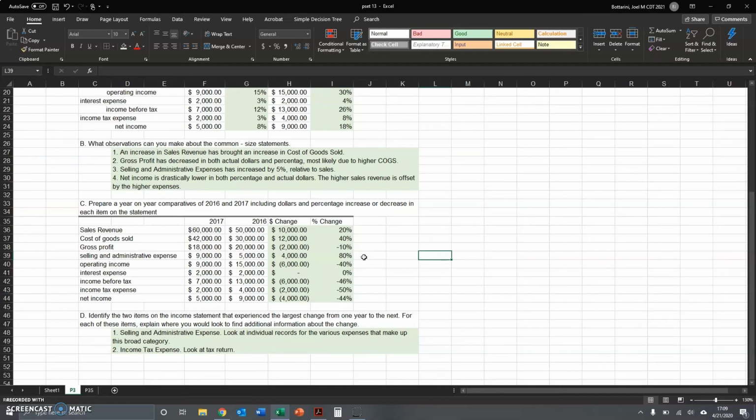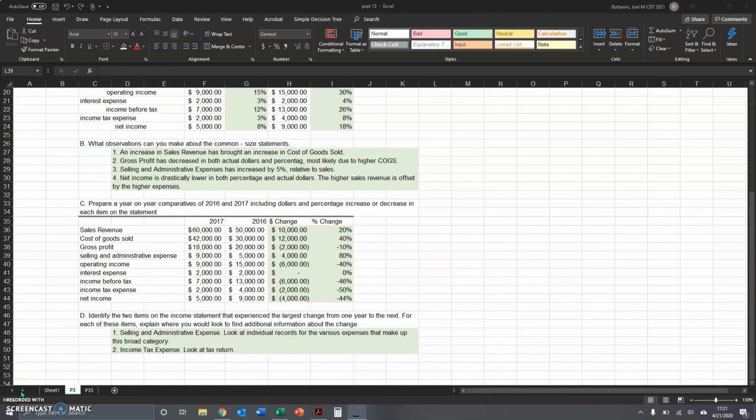And to find specifics about this change, we would have to look at the records that we have for the expenses that we took on in these two years, because the selling and administrative expense line in this chart has a broad scope, and there are many smaller expenses that went into this $4,000 change.